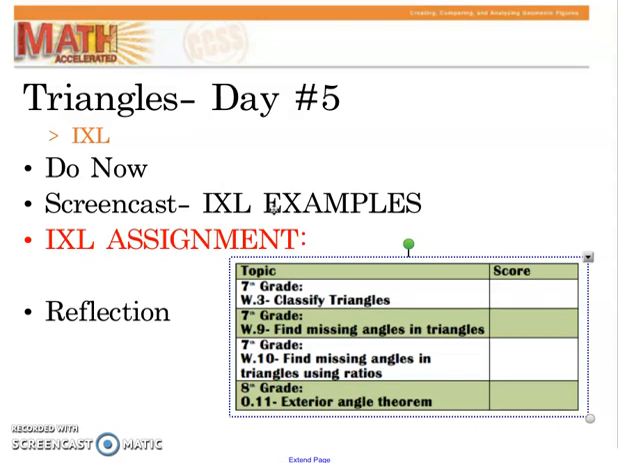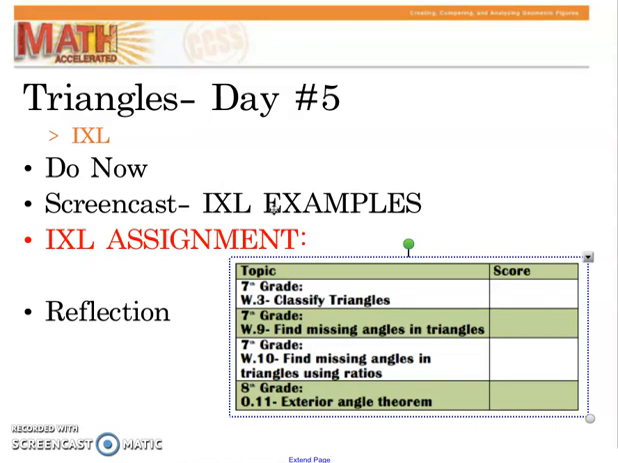The do now that you had today was just explaining the new participation grade and a little bit about today's assignment. The screencast each day will be IXL examples, so make sure you watch it. It will show you how to solve different problems in IXL. And today's IXL assignment is triangles, so it's 7th grade W3, classifying triangles by their angles and sides.